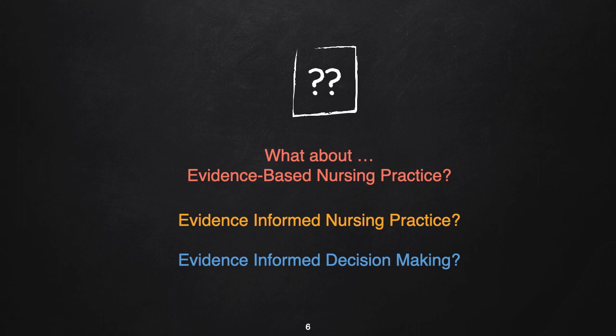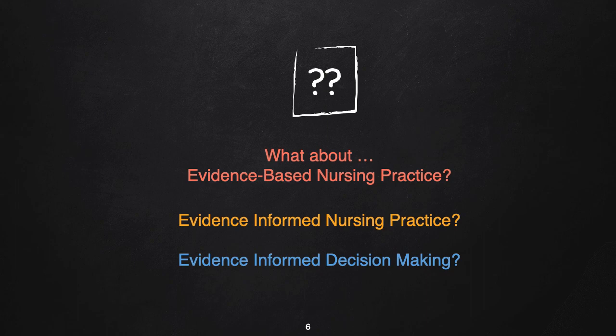So where does that leave us in terms of some of the other terms out there? Evidence-based nursing practice, evidence-informed nursing practice, evidence-informed decision-making. These terms are derivatives of the other ones we reviewed. And in essence, they're really used to reflect the disciplinary focus or the emphasis on something like decision making.